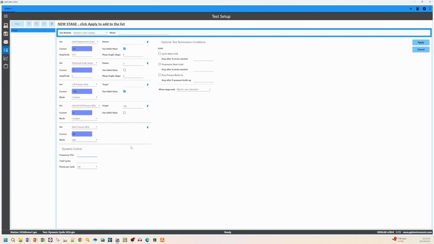Then for my dynamic control I want a frequency of 1 with total cycles of 20 and my points per cycle will be 100. Okay, those are all the values I'm using, so let's go ahead and start the test.